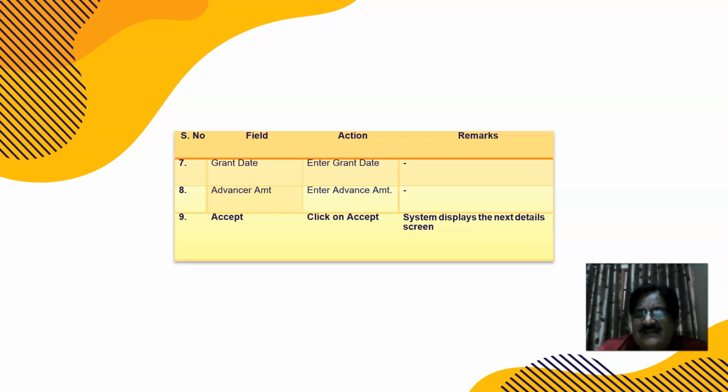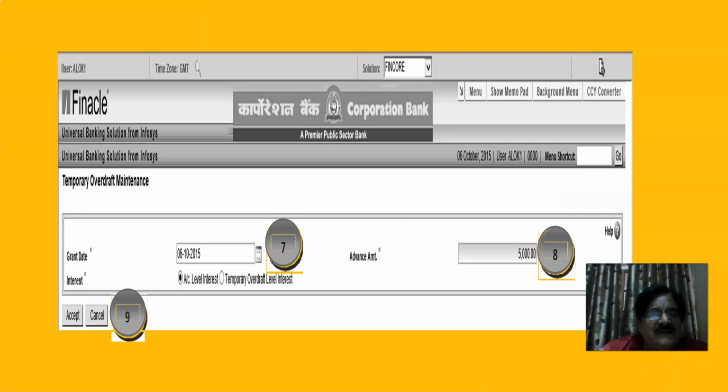The system shows the screen on the next slide. So this appears here. The grant date, that is 6th of October, or you'll get today's date. Control X also you can do. Advance amount, right? Now interest, there are 3 columns here, 2 columns here. First is account level interest and then temporary overdraft level interest. We have to choose account level interest because it is given for a particular account only.